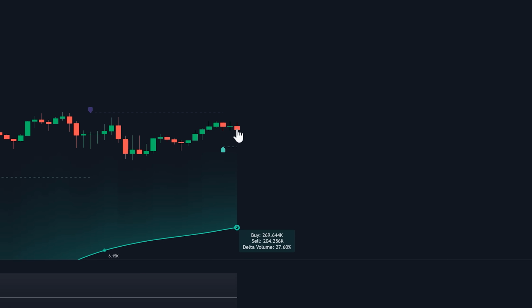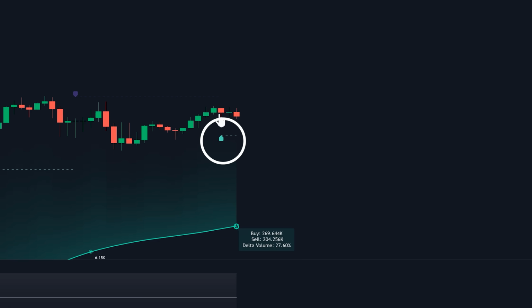Also keep in mind that the long signal from the 2-pole oscillator is going to be delayed by 2 candles. As you can see, the signal appears on this candle, but it doesn't show up until after these 2 candles had passed. So we're not going to enter the trade on the candle where the signal appears. Instead, we will be entering after the close of the second candle.